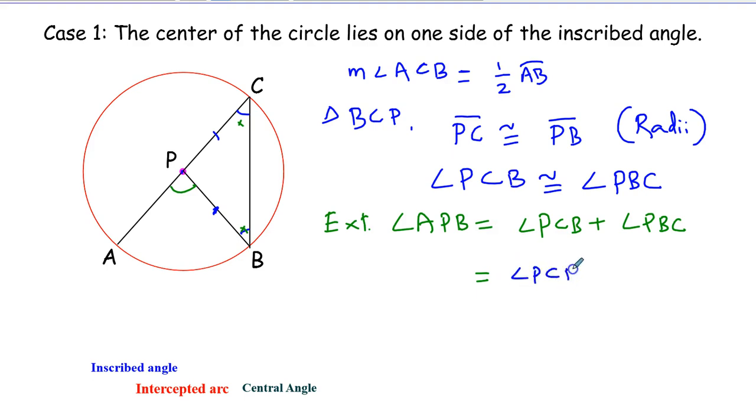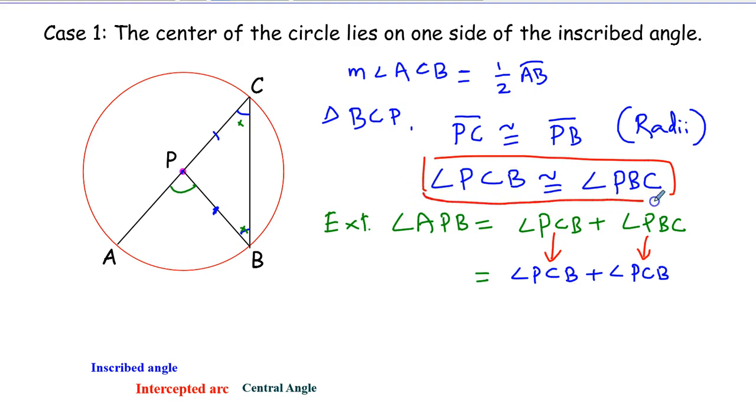Now that is the same as angle PCB plus angle PCB again. What I did here is I brought the PCB the same, but instead of writing angle PBC, I changed it to PCB because PBC is the same as PCB from this property of the isosceles triangle. Instead of angle PBC, I can write PCB, right? Now, what is angle PCB plus angle PCB? It is nothing but 2 times angle PCB. Everywhere we are considering its measure, the measure of angle PCB in fact. Now, this exterior angle APB is equal to 2 times PCB.